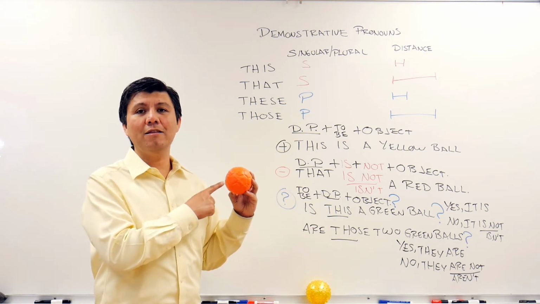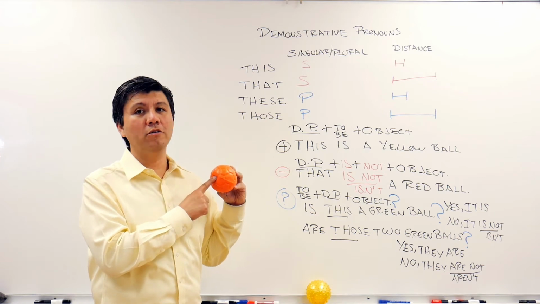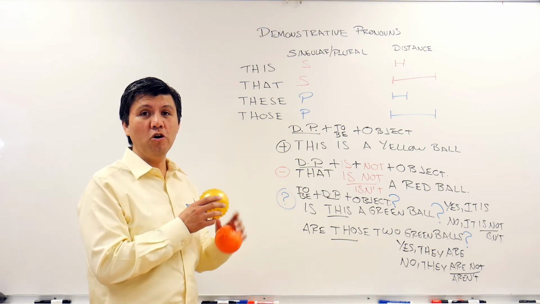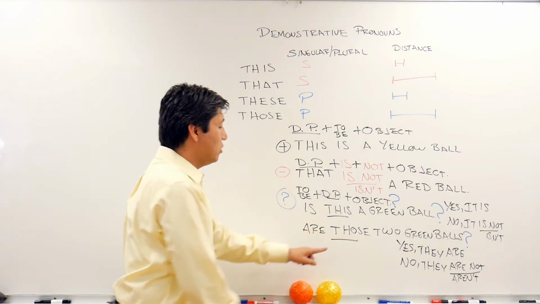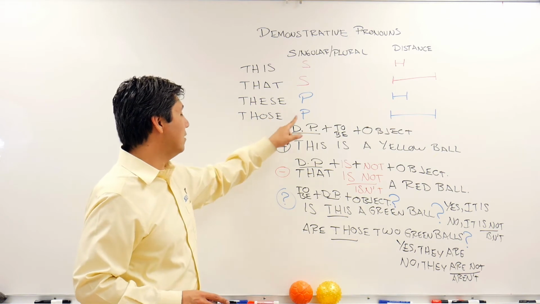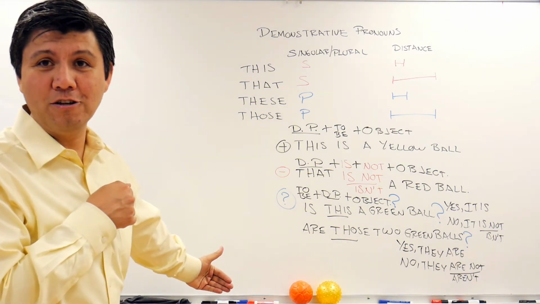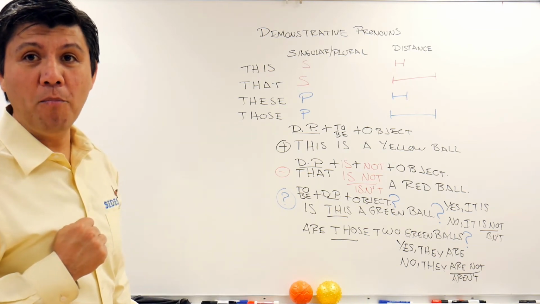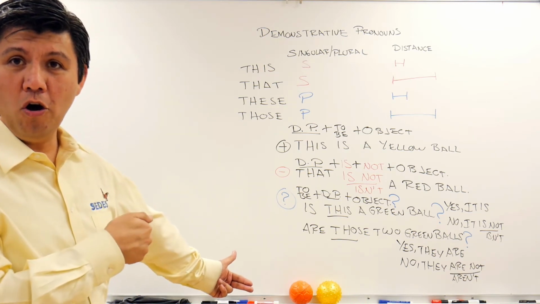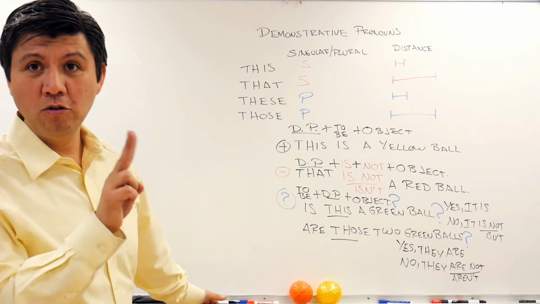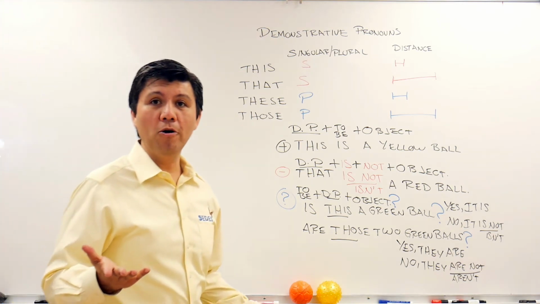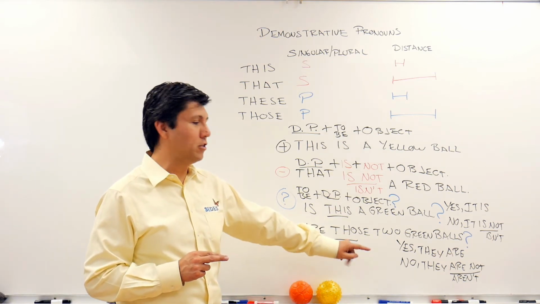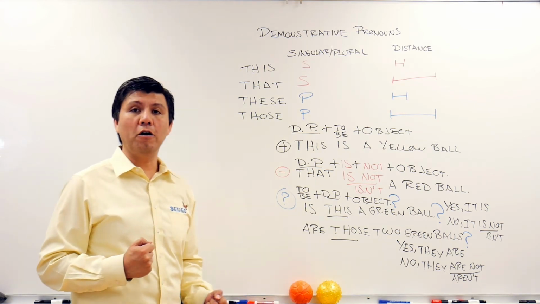This is an orange ball. No, a green ball. Plurals, those. Okay, I am using those. That means that it's plural and I need certain distance. So are those 2 green balls? Are, plural, those, certain distance. Are those 2 green balls? No, they are not. Still, you have 2 options to answer this. Yes, they are, or no, they are not.